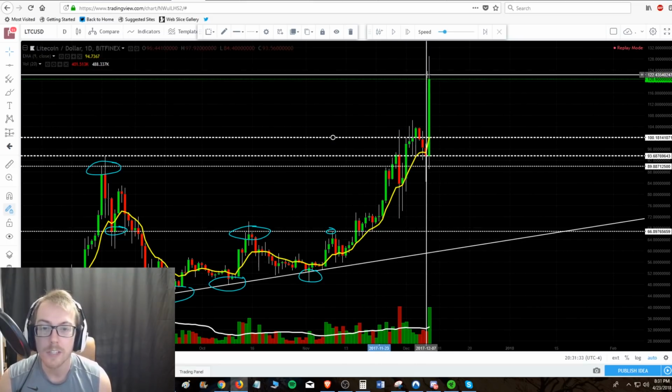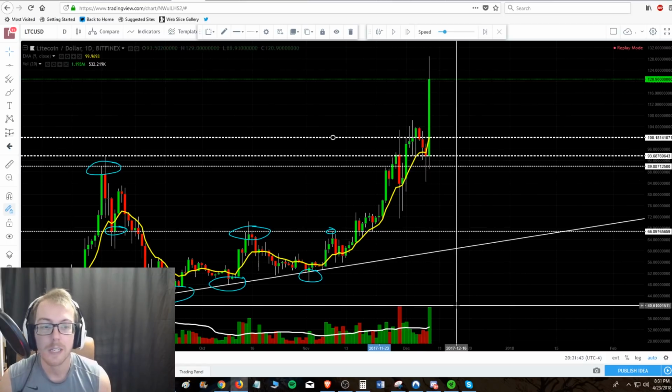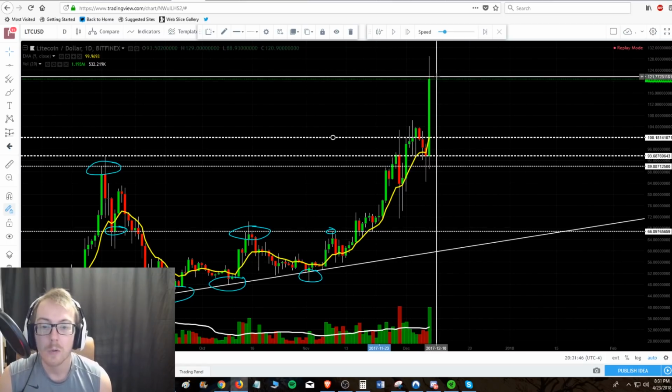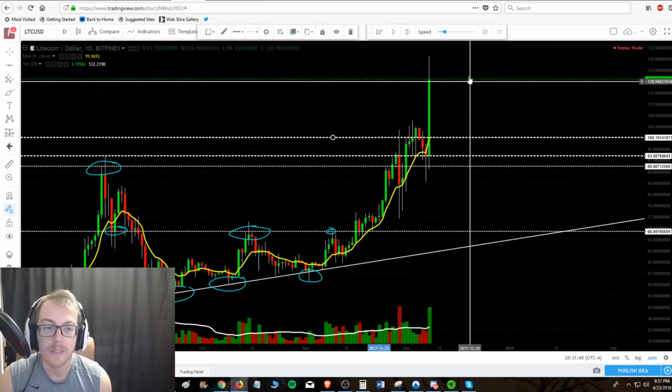As soon as I saw this huge spike, everyone's always asking, when do I take profits? How do I know when to lock in my gains? Well, you do it just like you get into the position. You slowly scale out. So what I decided to do here was start selling.